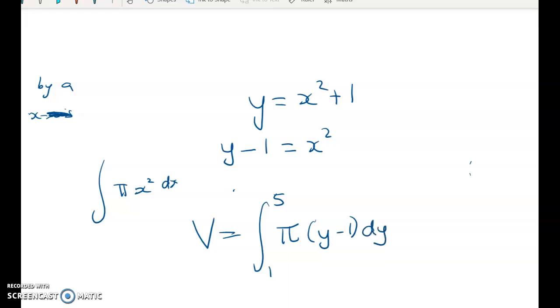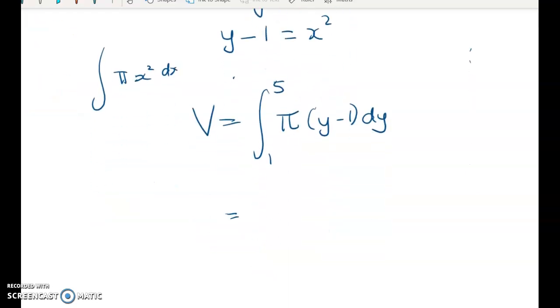And I'm integrating with respect to y. So this is very easy to do now. We're going to pull that pi out the front, and we're going to integrate y and get half y squared, take away y for this bit here, integrated at my limits of 5 and 1.